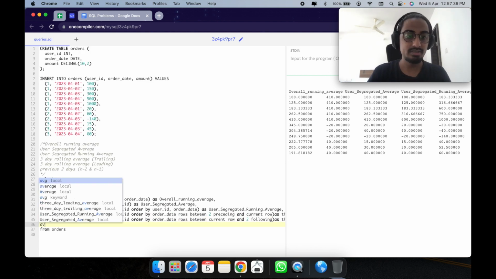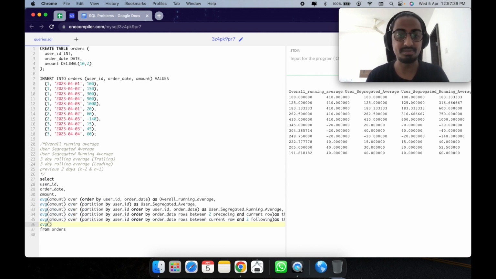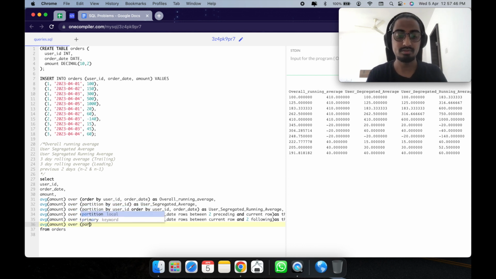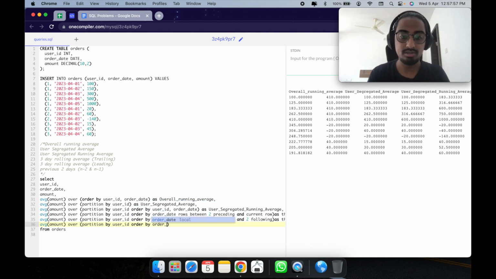All right, so here it is, average. You're going to use the same function as the preceding one: amount over partition by user ID order by order date and rows between 2 preceding and 1 preceding. So how does this work?